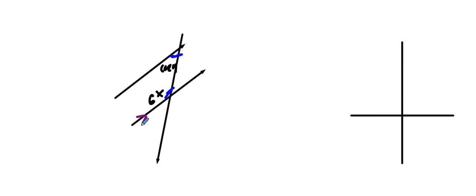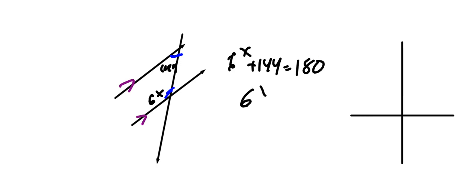that these are some parallel lines. So, what we learned from geometry, that those are going to add up to 180. They're supplementary because they're same side interior. So 6 raised to the x plus 144 is going to equal 180. So let's subtract. 6 raised to the x is going to equal 36.